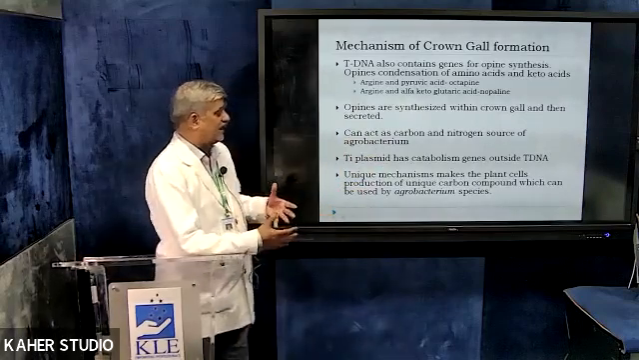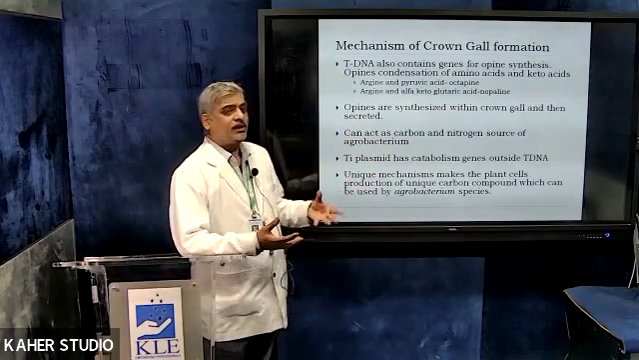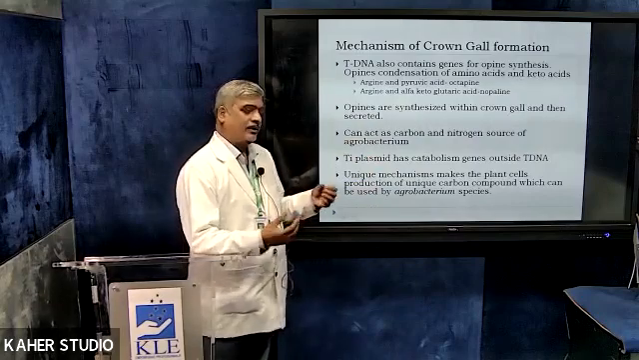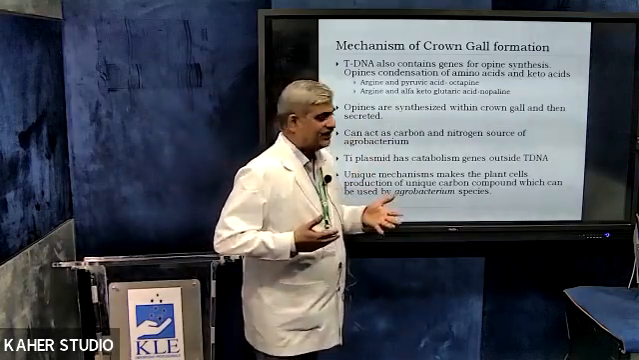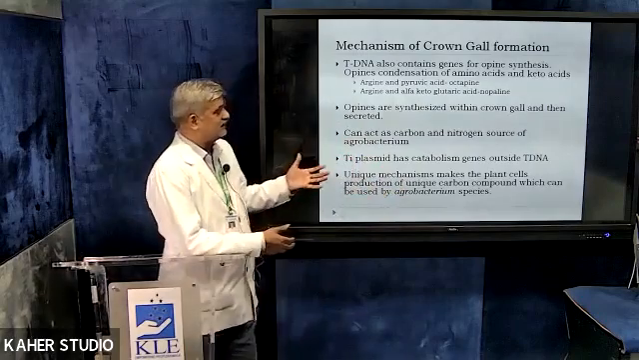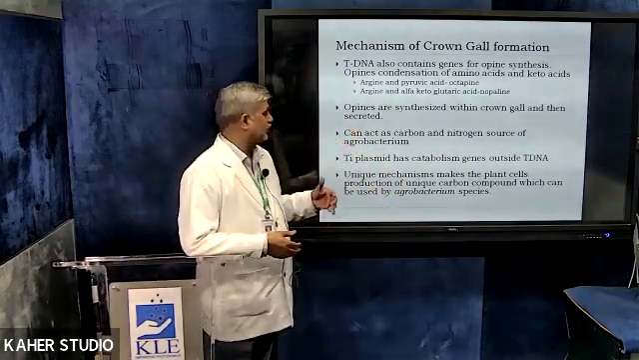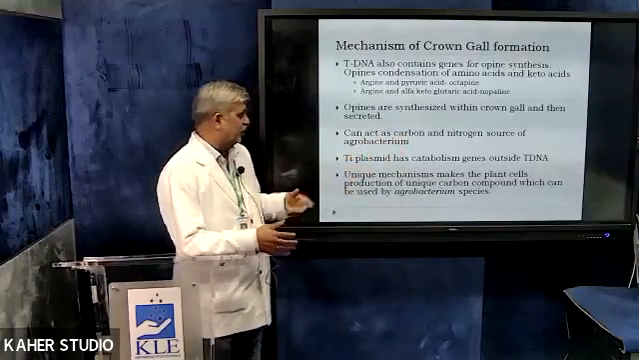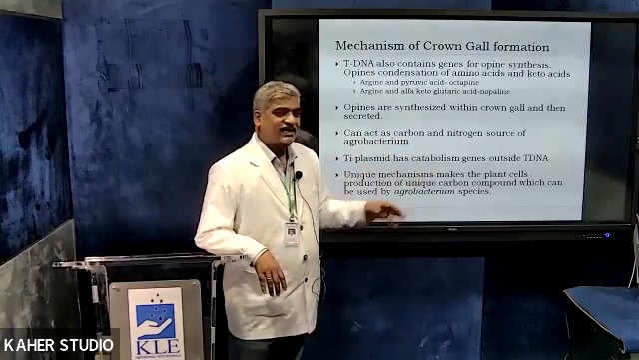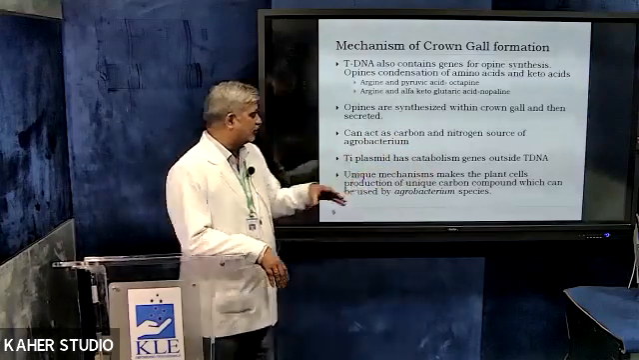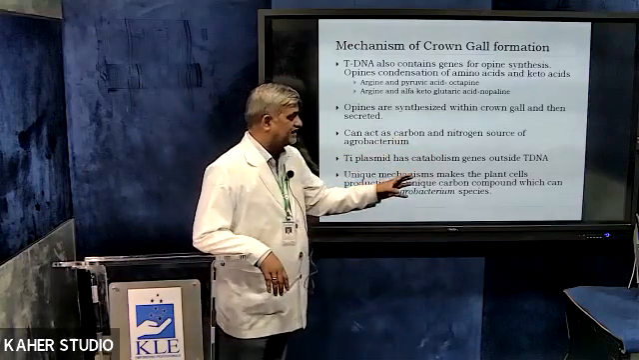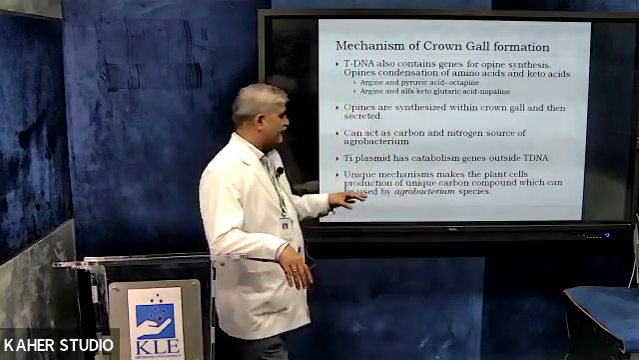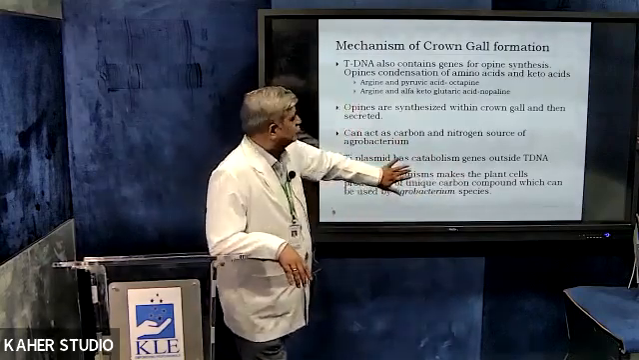They can act as a carbon and nitrogen source for the agrobacterium, because the bacterium needs some sources. It is a mutual benefit for both the bacterium as well as the plant. They can act as carbon and nitrogen sources so that the organism will grow. The Ti plasmid has certain catabolism genes outside the tDNA, and this unique mechanism makes the plant cells produce unique carbon compounds which can be used by the agrobacterium species.